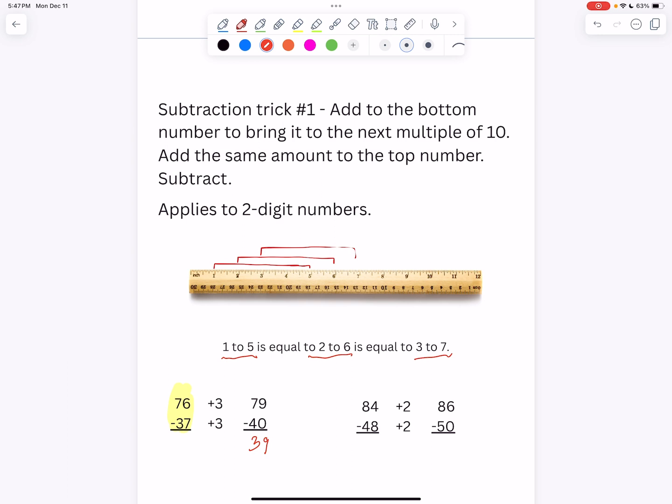So 48 to 50 is 2. You're adding 2, becomes 50. So add 2 to 84, becomes 86. 86 minus 50 is 36. It's a lot easier to do that in your head if you just move it up to the next 10 on the bottom, but add the same number to the bottom and the top.